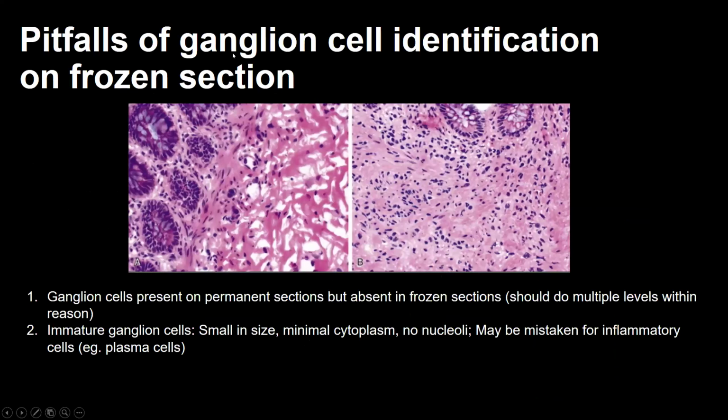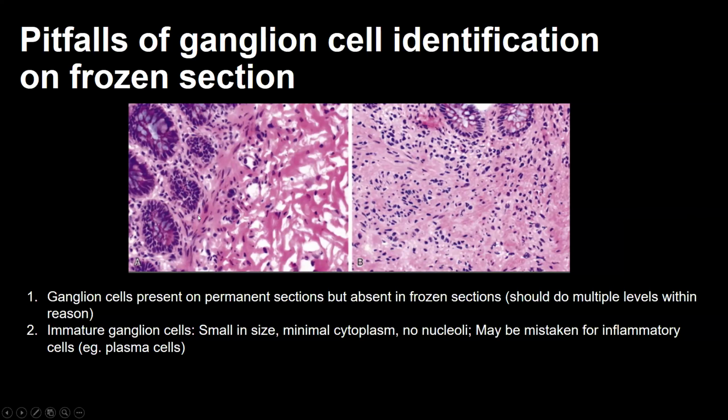So some of the pitfalls of ganglion cell identification and frozen section: sometimes on the frozen sections, you may not see them. They're present on the permanent sections, but absent in the frozens. And this is, of course, why you must do multiple levels. We typically do 4 or 5 levels of these biopsies once we get them at frozen section in order to try to maximize what we can see at the time of frozen section.